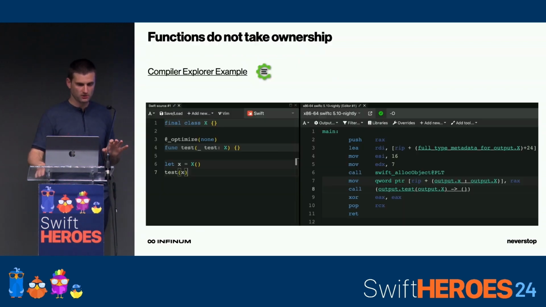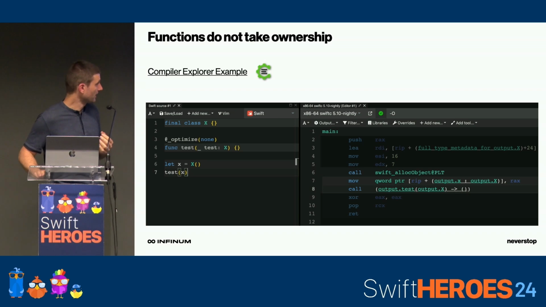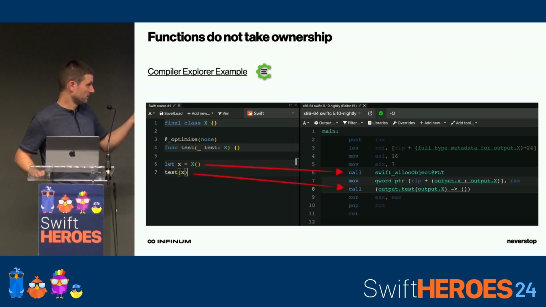And just to show you how this looks in Compiler Explorer, what we can see here on the left-hand side is a simple function that accepts a parameter of type x. We instantiate it and call this function. And if I hide some unnecessary details, you can see that this instantiation corresponds to this Swift alloc object call, and that invocation corresponds to this call to output.test. And you can see that there are no retains, since functions do not need ownership, or the caller is not responsible to retain the argument before invoking the function by default.